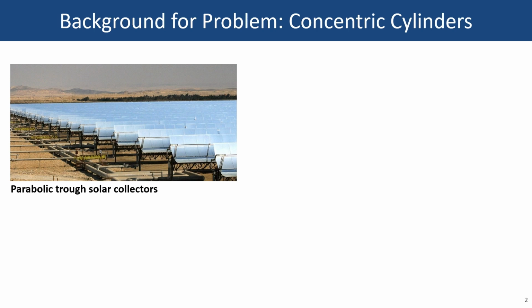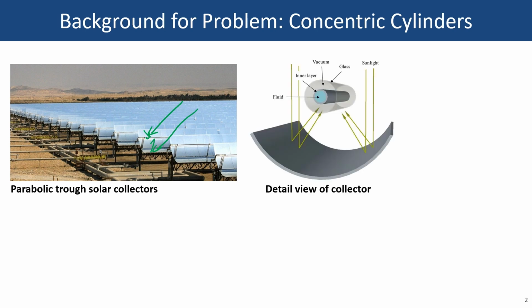These collectors are set up such that they've got this curved, parabolic, elongated dish, and that's got sunlight coming in. The mirror on this is going to reflect that sunlight towards a narrow central tube. And the arrangement of that central tube is as follows.